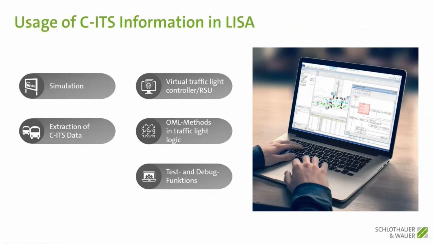So in the past, we extended LISA, and with the upcoming new release, LISA 8, you will see it also. Now we have a virtual traffic light controller. We have virtual RSUs in the network there. We have OML methods, so they're the user methods you can use in the code in the traffic light logic, where you can use directly information of cars and public transport and so on. We have test and debug functions. Also a mistake here, sorry for that. Debug functions where you can write your code and just check it directly in the simulation with a penetration rate like 1%, 10%, 50% or whatever, and see the effect of your control.